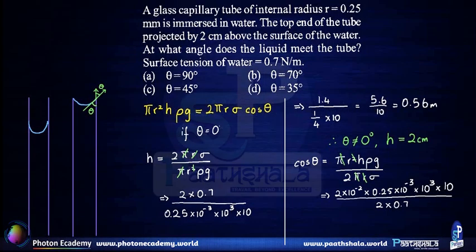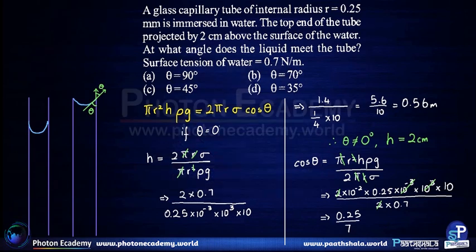So evaluating this, cancel out the 2 here, 10 to the 3, 10 to the minus 3. This is equal to 0.25 divided by 7. And this we can see is very close to 0. Therefore, theta must be very close to 90 degrees. And out of the options, option A is the one that is closest to the answer.